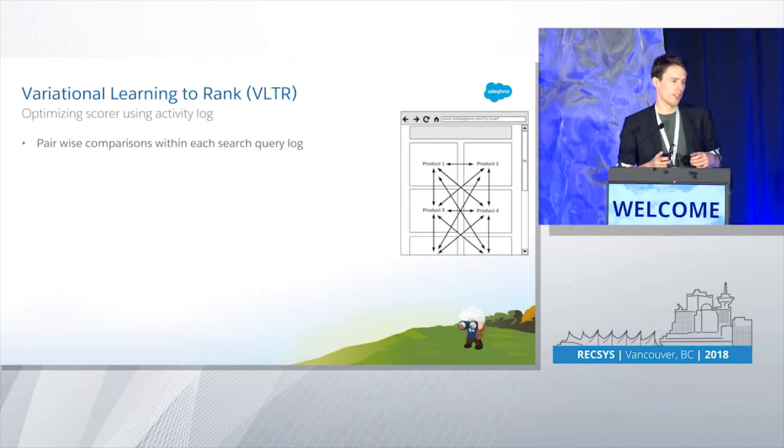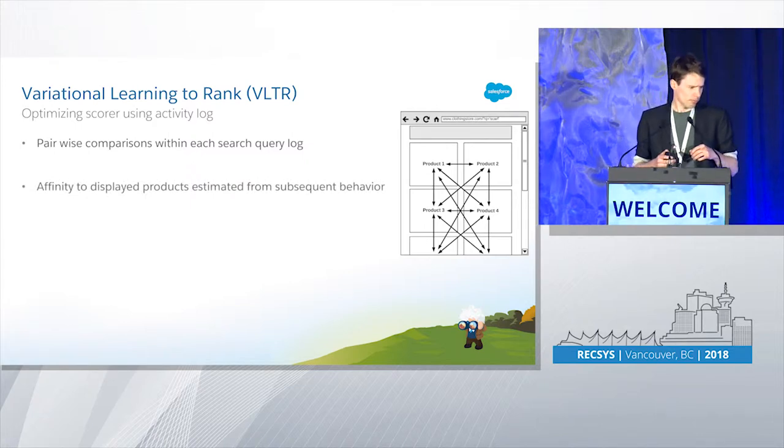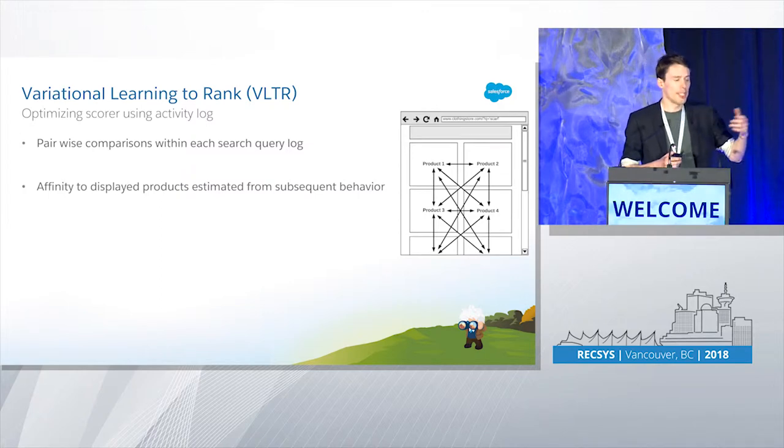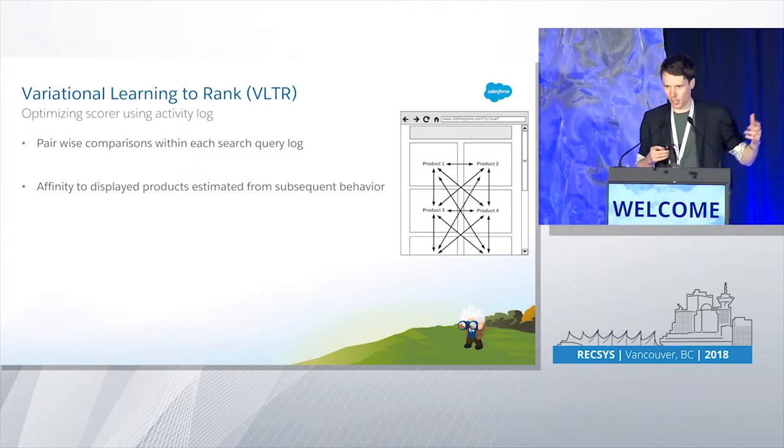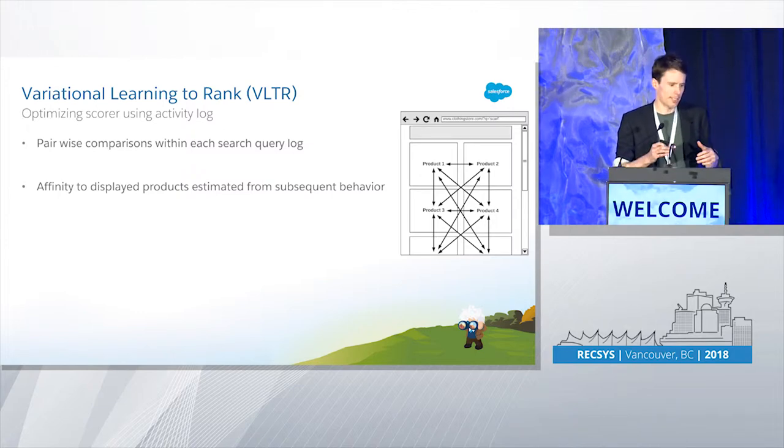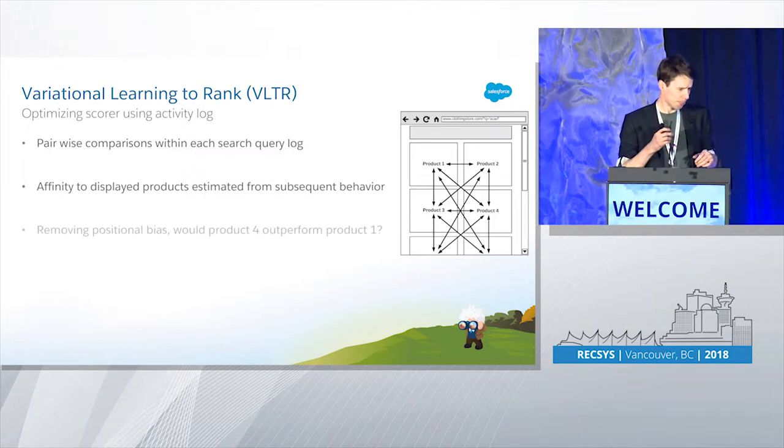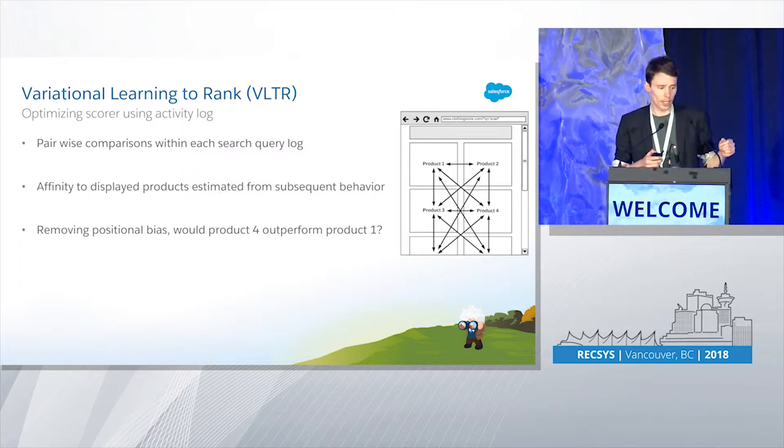So let's look into what we put in the score, and that's where variational learning to rank comes into play. We are just doing pairwise comparisons here. So if you look at your query log, you compare every product and you want to optimize so that the better products are at the top. And you estimate your affinity of the displayed product from subsequent behavior. There's been a lot of discussion about how you do that. It's a whole science in itself, but just imagine you do that somehow. And now the question is, if you remove the positional bias, would product four outperform, for instance, product one?